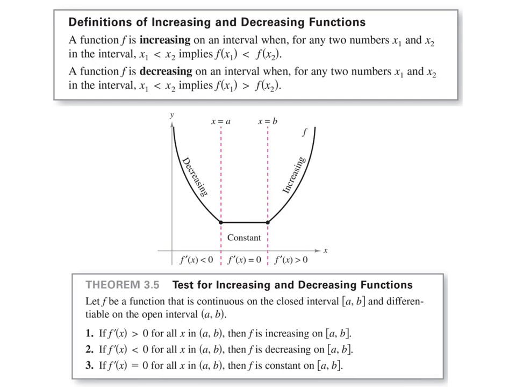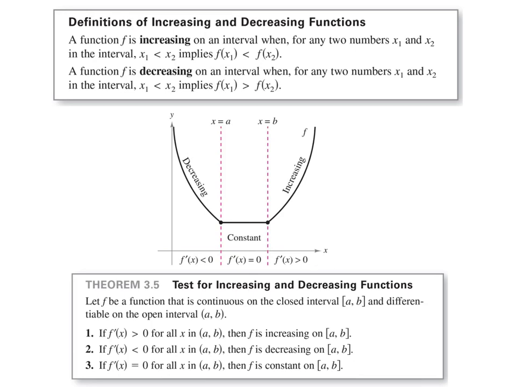So, this function, for example, is decreasing from the origin to whatever this x equals a point is, because all the y values are going down or decreasing. And then as I continue along the x-axis, I notice that all my y values from x equals a to x equals b are the same. So that's what we call constant. So if it's not increasing or decreasing and it's remaining constant, we call it constant. And then from b to whatever that point is, I know that my function is increasing because my y values are going up as my x values are going up.